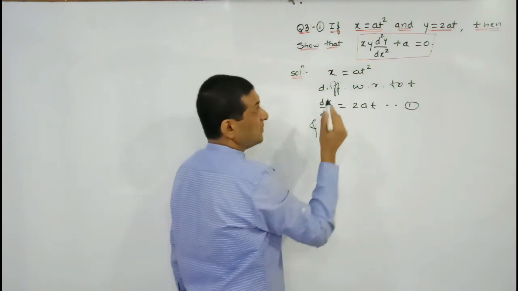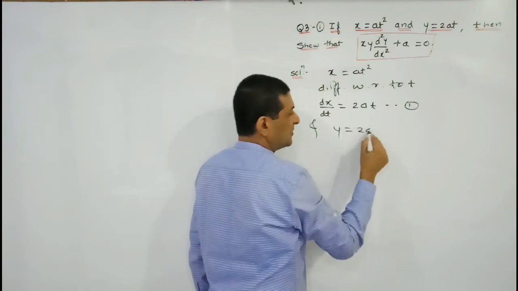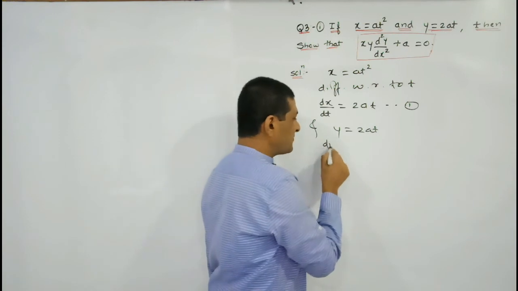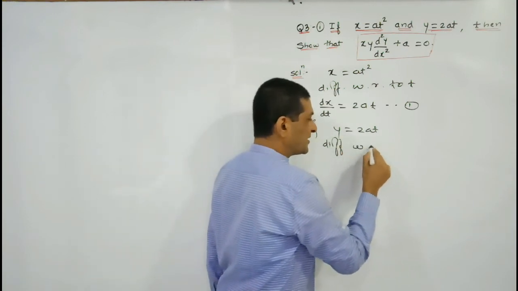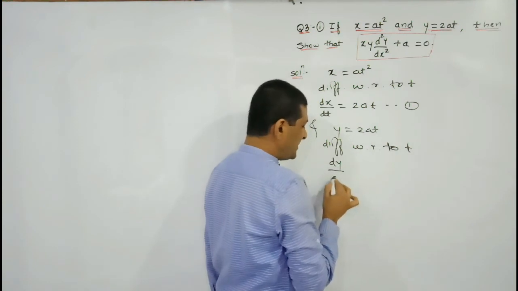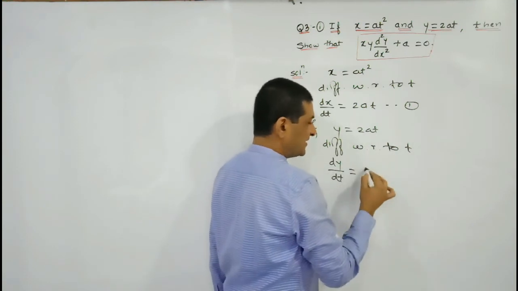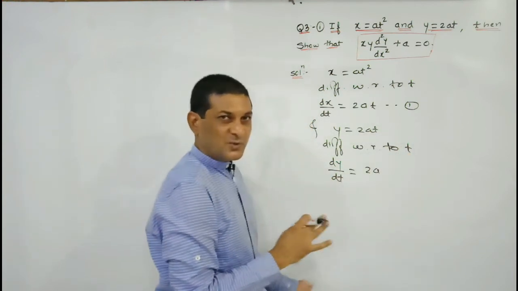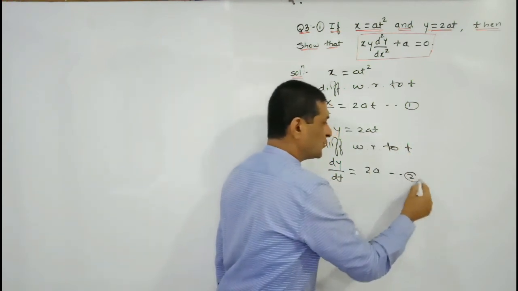Now we are considering the value of y is equal to 2at, isn't it? Y is equal to 2at, it is given to us. Now again we are differentiating it with respect to the parameter t. So dy upon dt will be equal to, on this side 2a, keep it as it is, and the derivative of t with respect to t is 1. So the value of dy upon dt is also known to us.